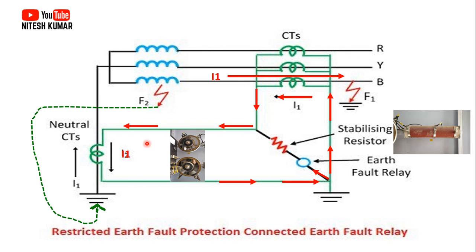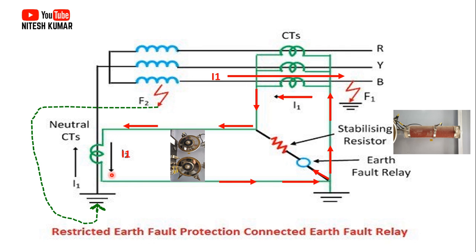Then in that condition, this neutral CT current will be coming like this, and then this will try to take this way. But we have already connected the stabilizing resistor, so this will not go this way, it will go another way and try to make a closed path. So this current will be coming like this, and this will take this path, and then this will make a closed path.